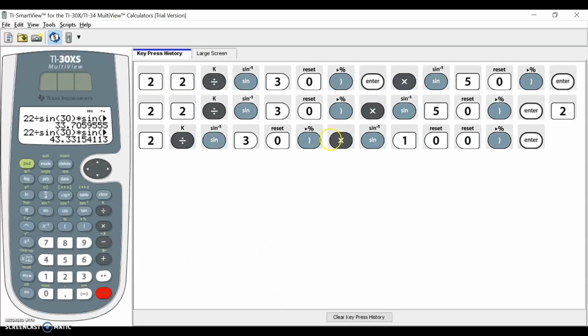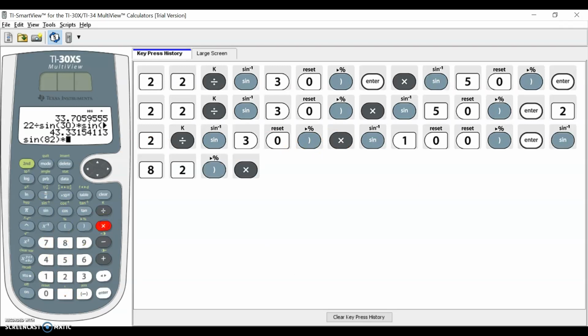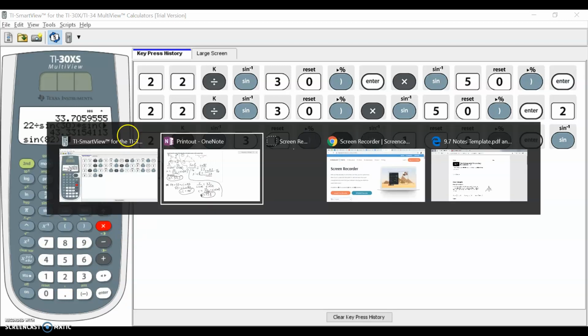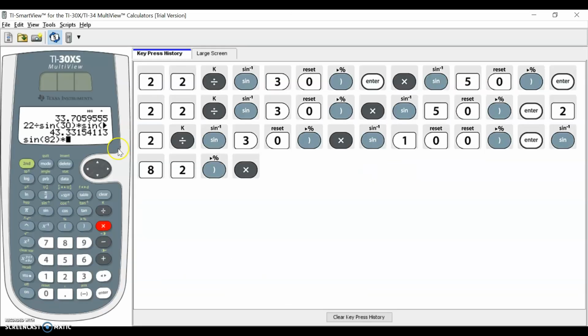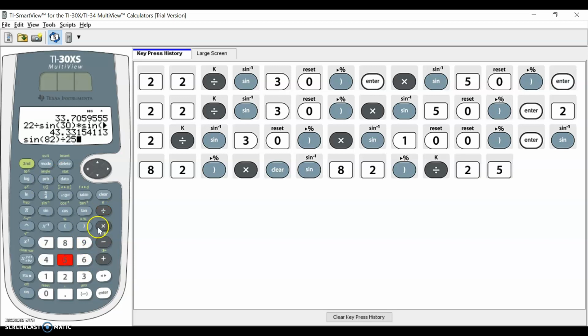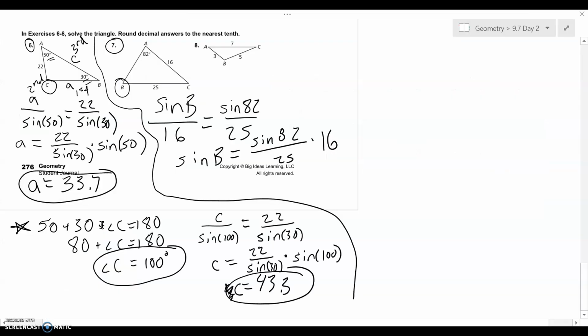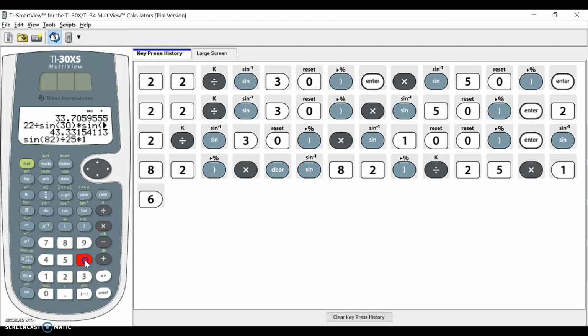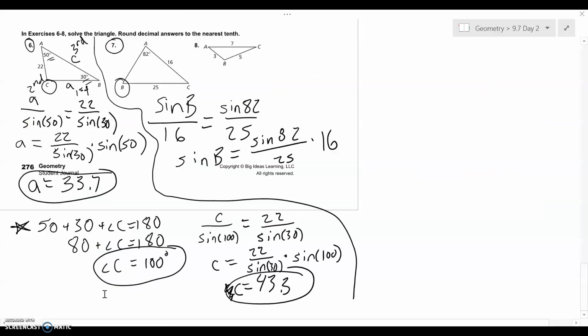So sine of 82, times... better jump back and make sure I got that punched in right, divided by 25. So let's start again. Sine of 82, close that out, divided by 25 times 16. So times 16, hit enter, and that's going to be 0.63377. We're just going to leave that in there. So sine of B equals that, 0.633.